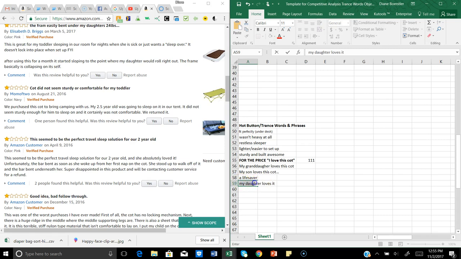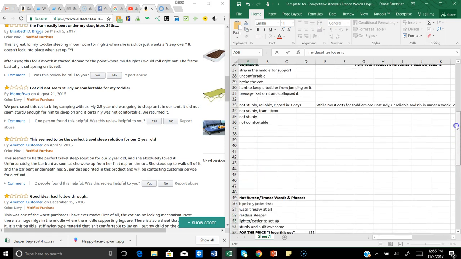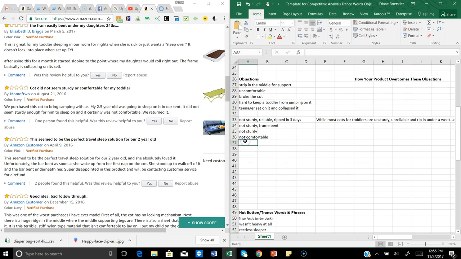It's in a negative review. It's in a 1-star review, but they're still saying that, let's see here. They're saying bar bent. So it's not sturdy, not well made, right? These are objections.